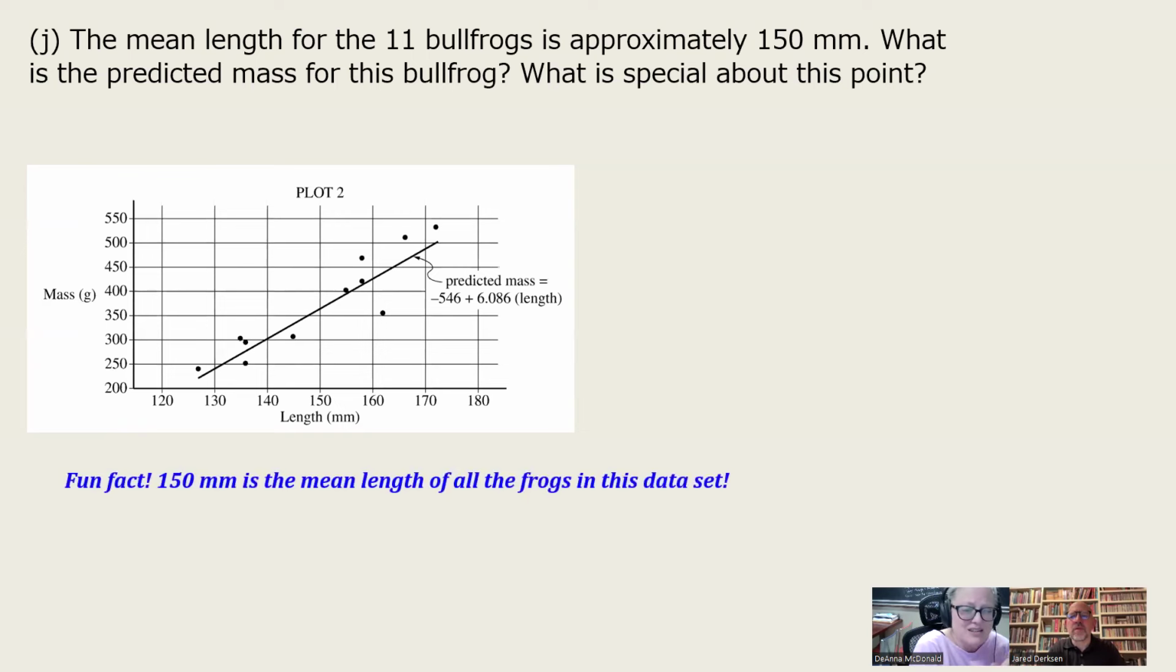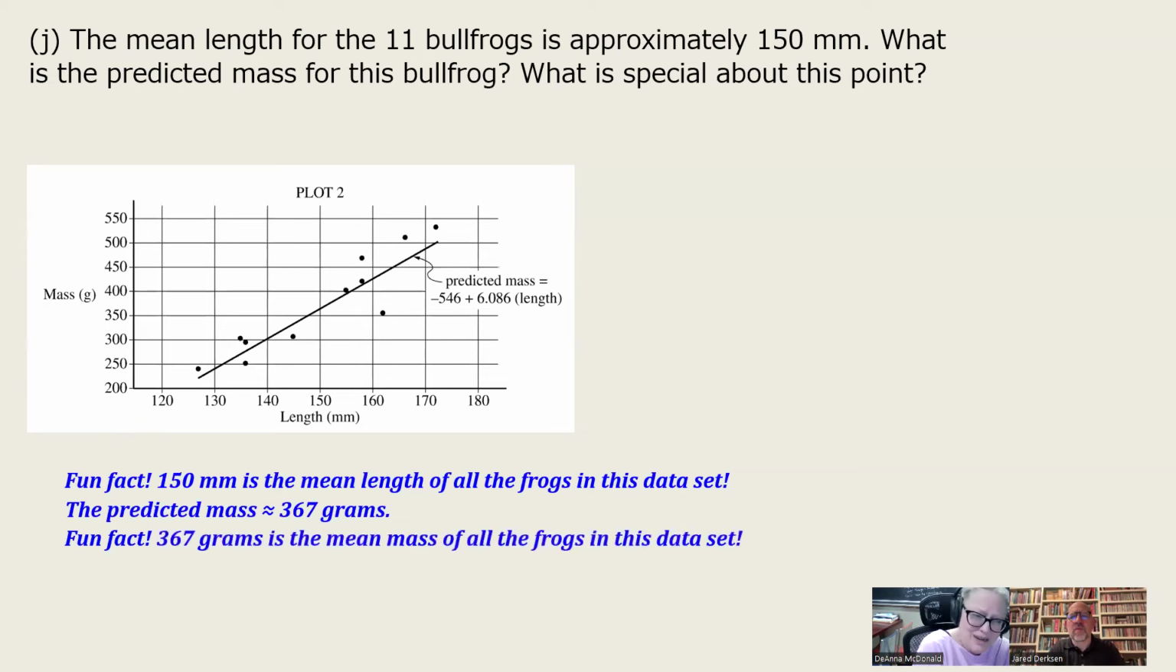Well, fun fact, which is already stated here, 150 millimeters is the mean length of all the frogs in this data set. I'm going to pretend I have a frog at 150 millimeters, and I'm going to plug in 150 millimeters into the regression equation. I get a predicted mass of roughly 367 grams. Fun fact, 367 grams is the mean mass of all of the frogs in the data set.